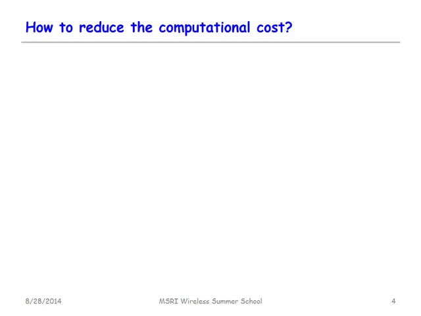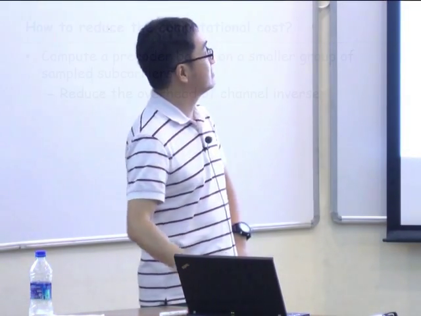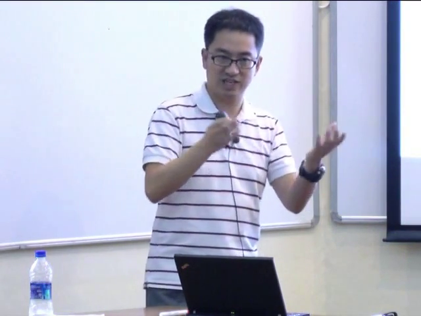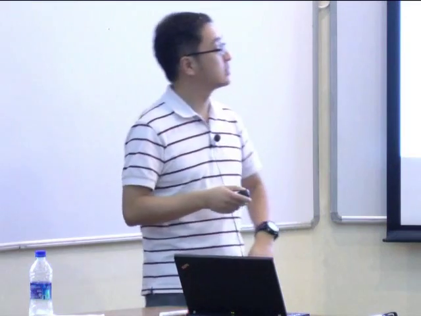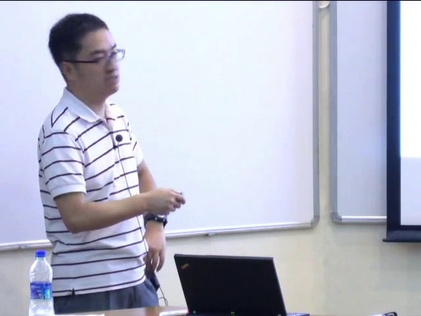So we need to reduce this computation overhead. Okay, we cannot do this. It's too much computation. But one obvious way is to consider that previously this is a compilation of how much you search and how much computation you spend to compute an inverse of the channel to get the capacity estimation. So one idea is that we can reduce the overhead of channel inverse.